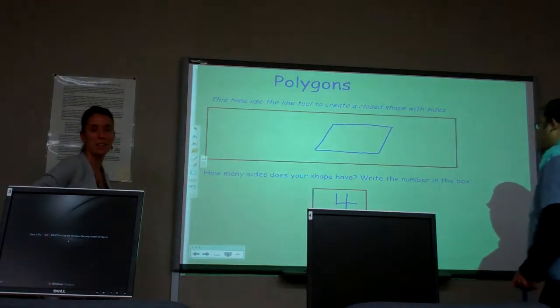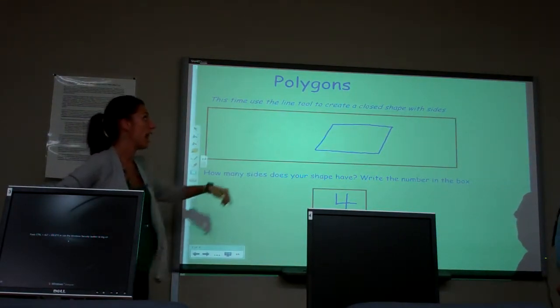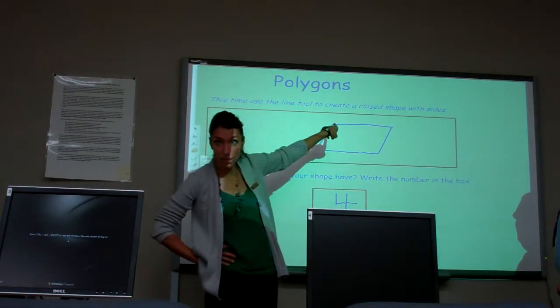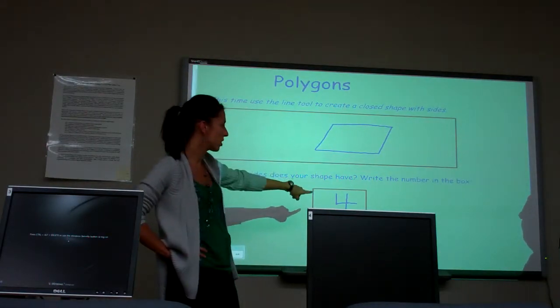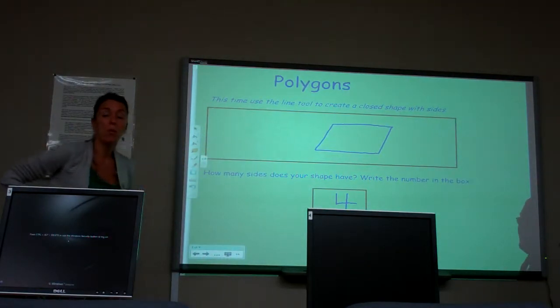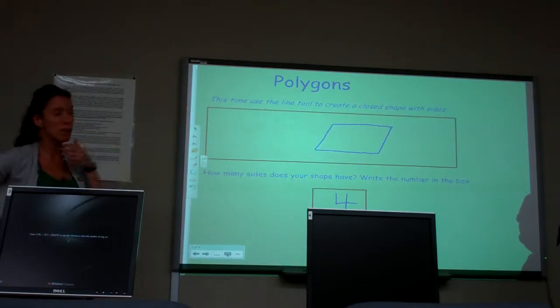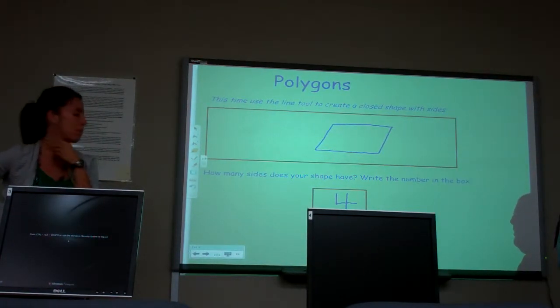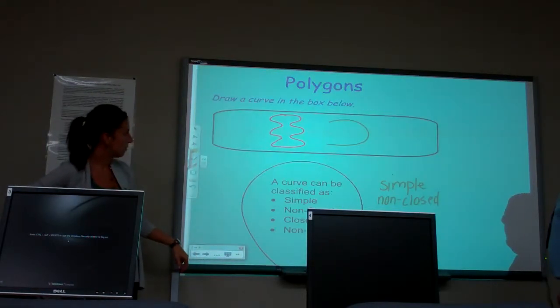Very good. Vincent has made a shape that has lines for sides. It is closed, right? And it actually has 4 sides. So from this, I want you to think about what your definition of polygon might be. What might polygon be? Let's go back to this one.